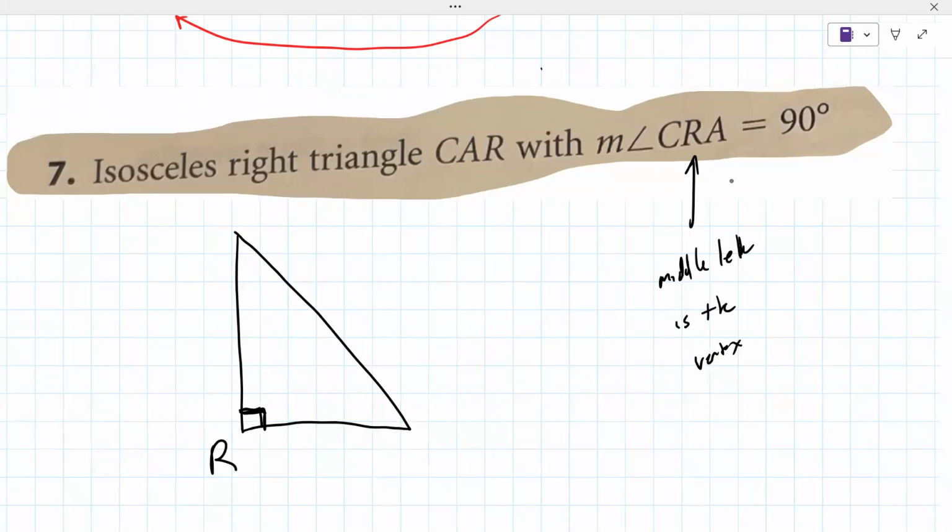And that means you have to label this in such a way where the progression is C to A to R. For example, C to A to R would be okay. But you could also put C up here, A down here, and R down here. That would also be okay.